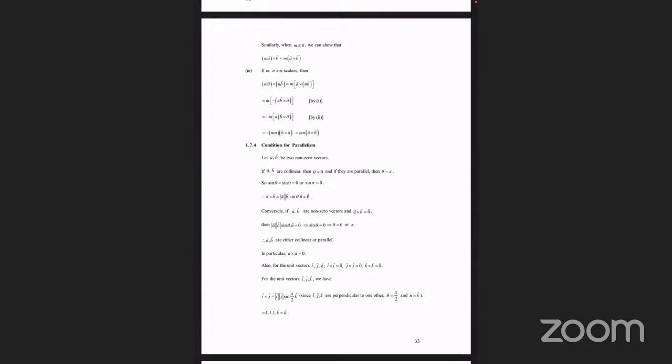So you have to remember this concept. In the dot product you have i dot i equals 1, j dot j equals 1. But in the cross product, i cross i, j cross j or k cross k, those values will be 0. But if it is i cross j or j cross k, those values will be nonzero vectors.